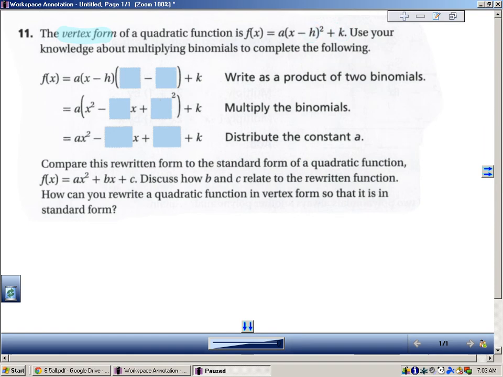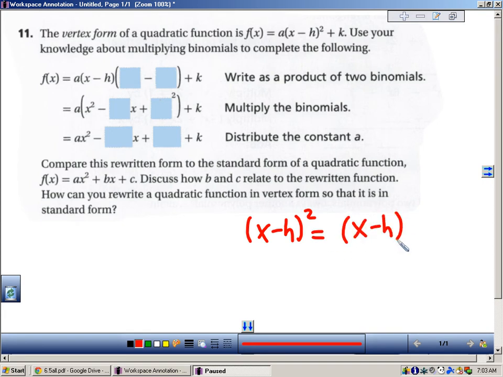I want us to use what we know about multiplying binomials to just rewrite this expression. So we have this x minus h squared, and recall that the quantity x minus h squared would just be x minus h times the quantity x minus h, right? Because of the second power. And so that's what goes here. And we wrote this first portion by expanding the expression.